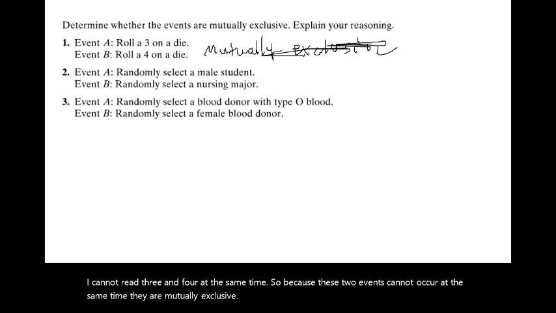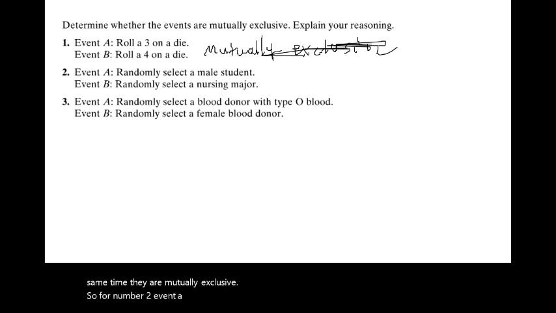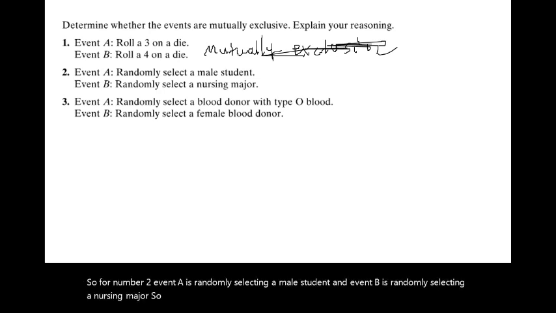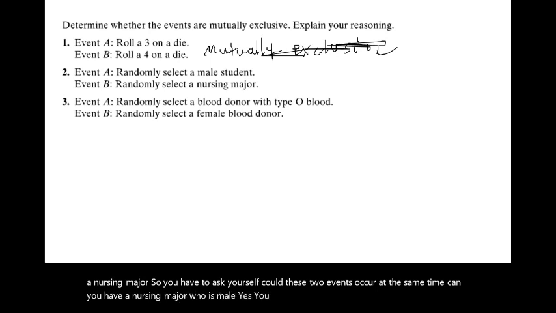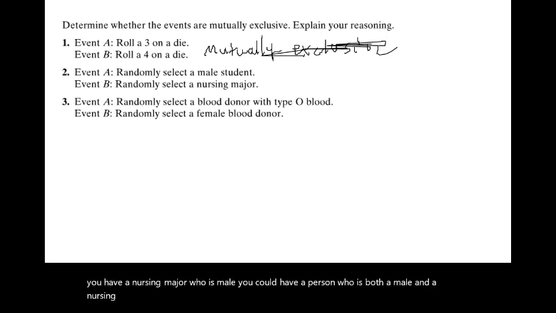For number 2, event A is randomly selecting a male student, and event B is randomly selecting a nursing major. You have to ask yourself, could these two events occur at the same time? Can you have a nursing major who is male? Yes, you could have a person who is both a male and a nursing major. Because of this, these two events could occur at the same time, so they are not mutually exclusive.